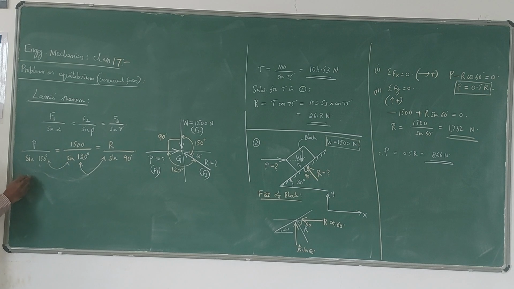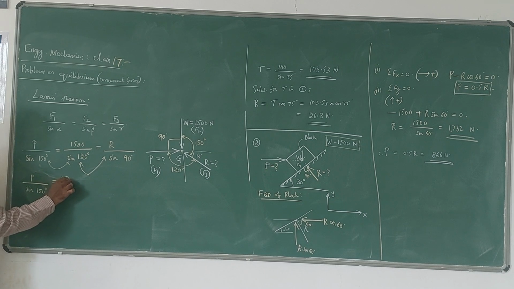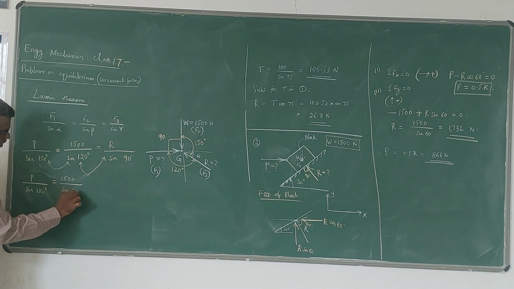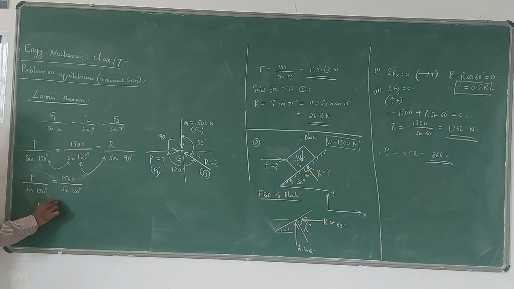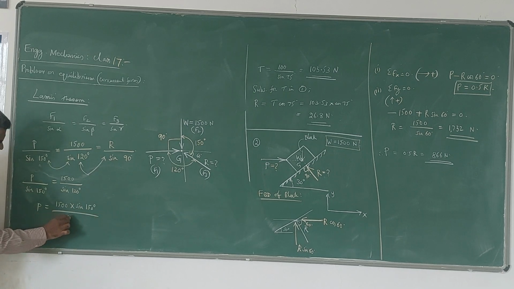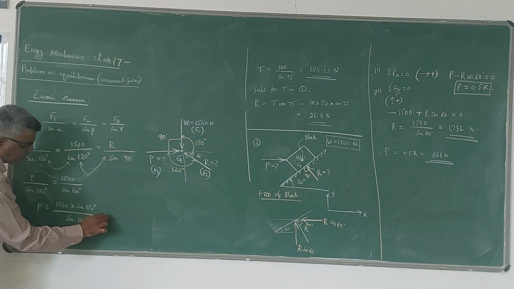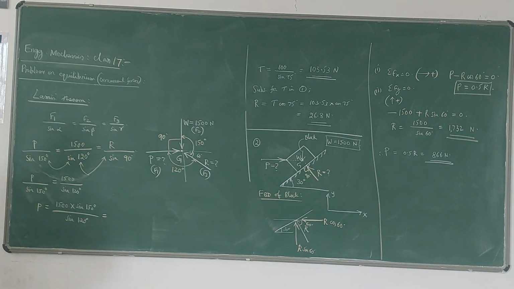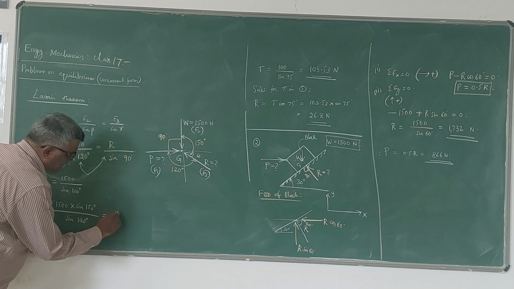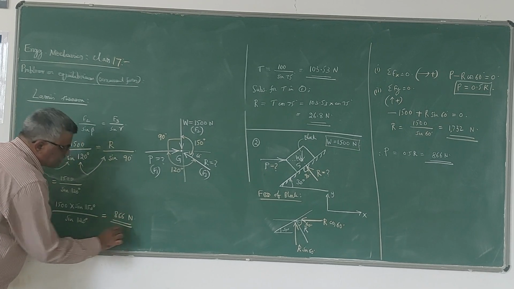Now considering first and second, P divided by sine 150 is equal to 1500 divided by sine 120. Therefore, P is equal to 1500 into sine 150 by cross multiplication divided by sine 120. So sine 150 is sine 30, sine 120 is sine 60. Of course directly you can get from the calculator 1500 into sine 150 divided by sine 120. So the value becomes 866. Whatever we got there, same value you are getting here, 866 Newton.